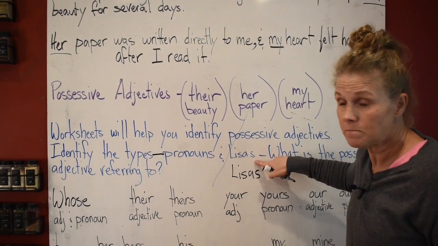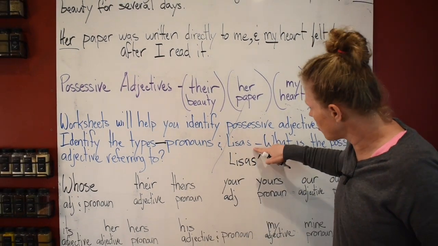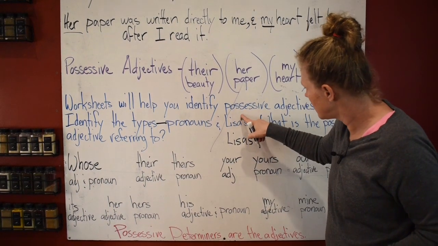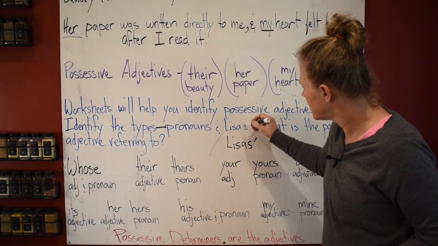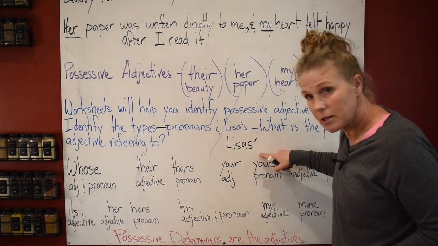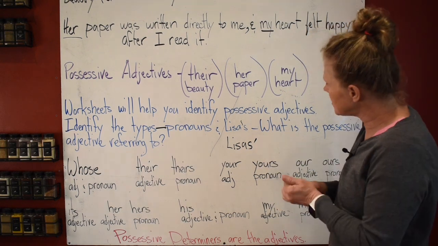And then look right here. This is plural, this is singular possessive. Now look at this. This is plural possessive. That's the difference.